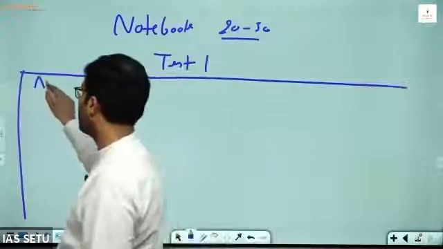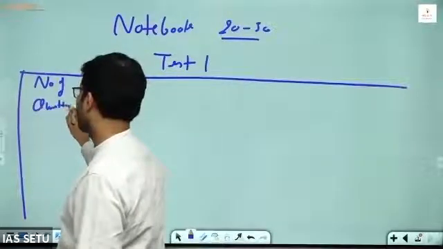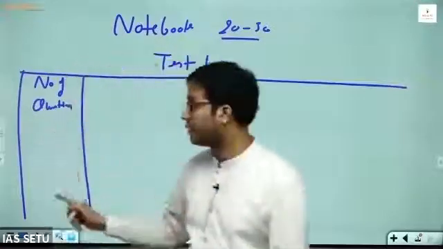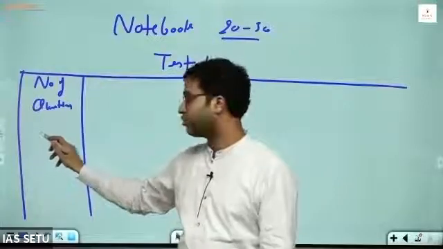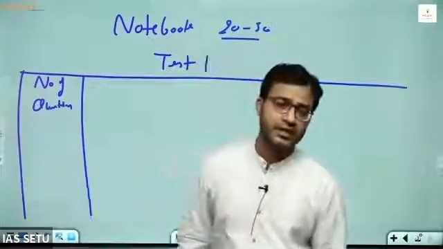So in the first column you have to write the number of questions. If you are not doing this analysis, then don't attempt the test. This analysis is very, very important. Like if there are 30 questions, you write 30. If in the test there are 40 questions, write 40. If there are 80 questions, you write 80.